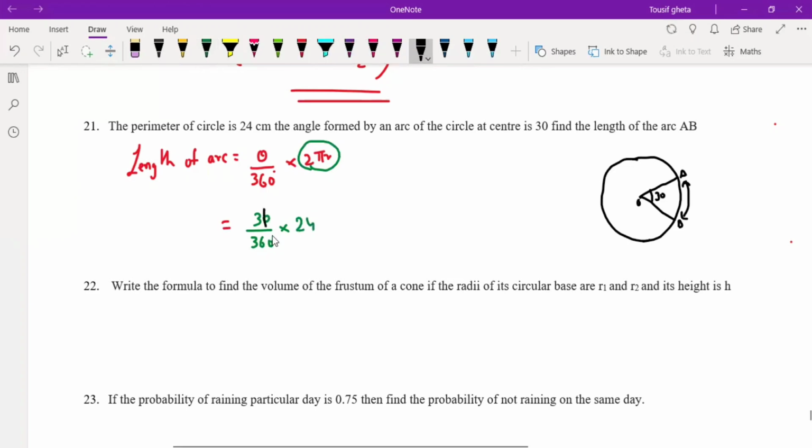Okay, 0, 0 cancel, 3 ones are 3, 12s are, and 12 ones are 12, twos are. So the length of AR is going to be 2 centimeter. Okay, simplest one. Moving to the next one.